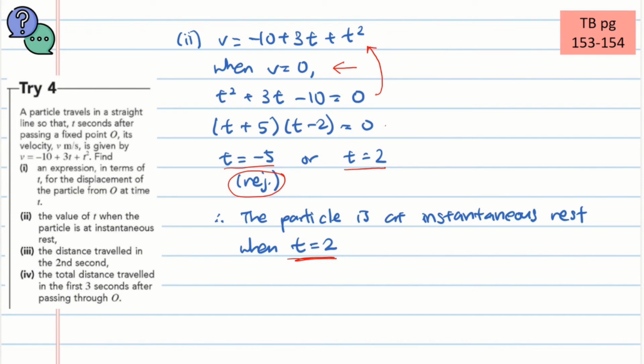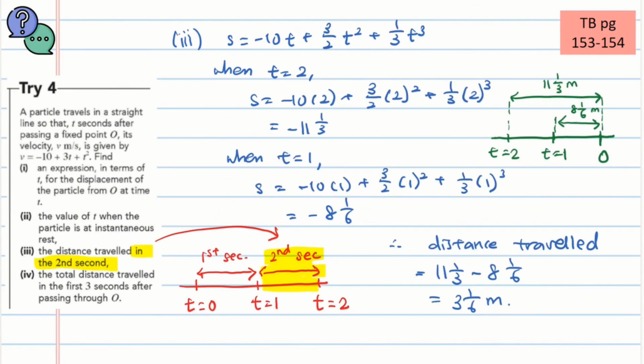Moving on to part 3, we want to find the distance traveled in the second. It seems like a tongue twister here. I want us to pay attention to this phrasing. It says in the second. What does the second actually mean?